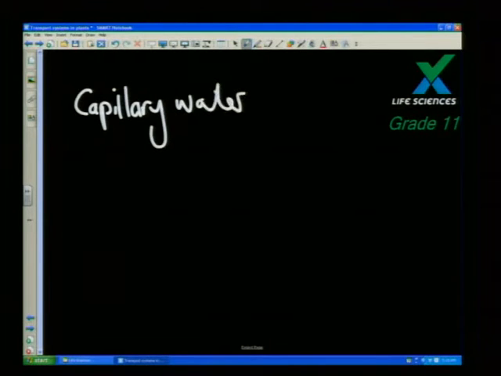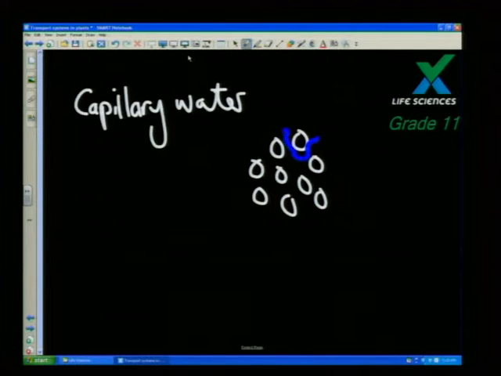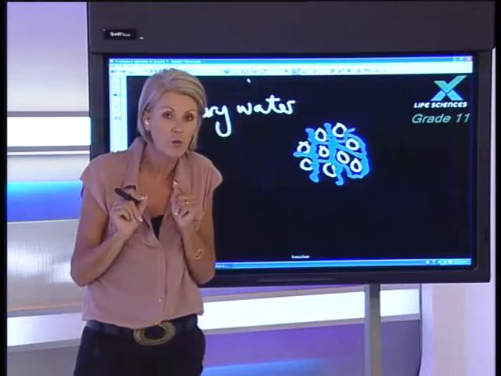Okay, so your capillary water is going to be, if these are the little soil granules, and we get a blue, it's the water that's everywhere in between here. It's the water you're going to be able to feel with your fingers and taste with your tongue if you want to, etc. So that's your capillary water.